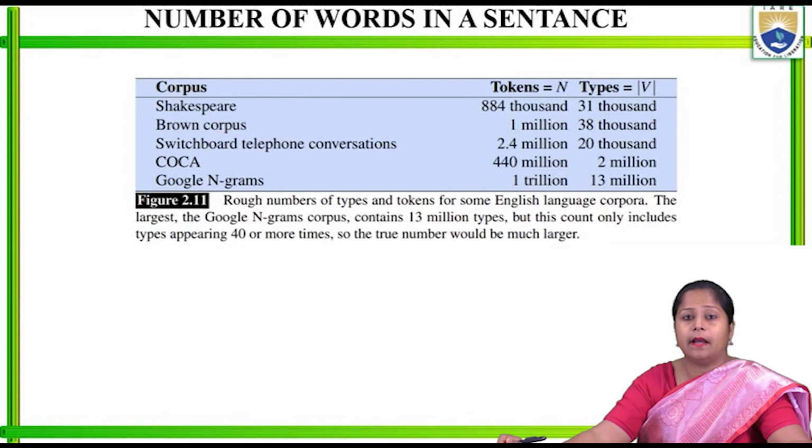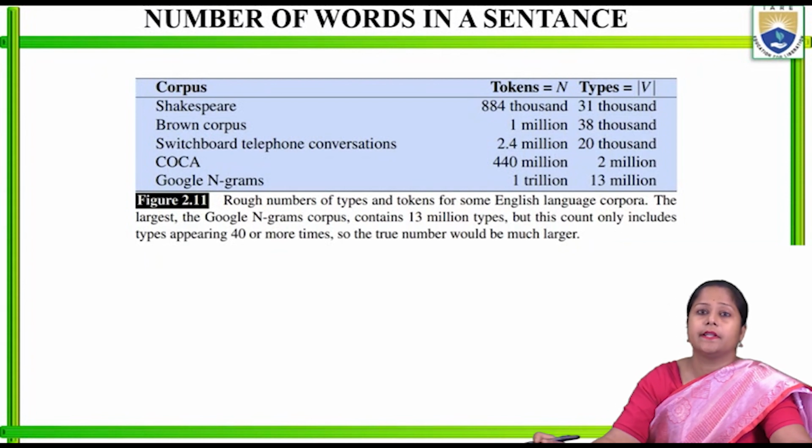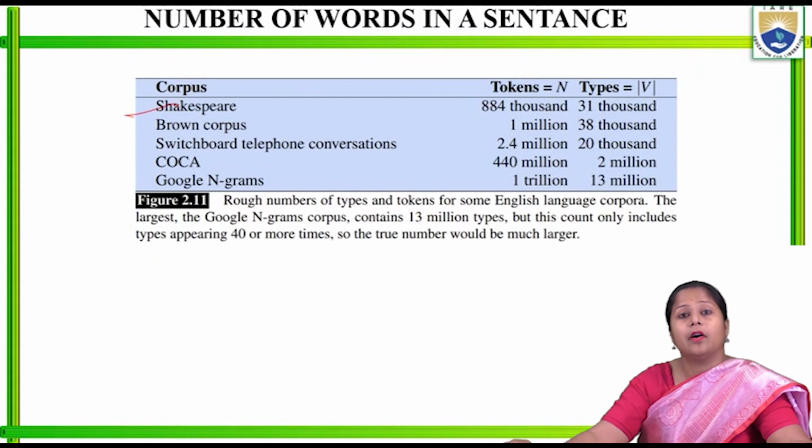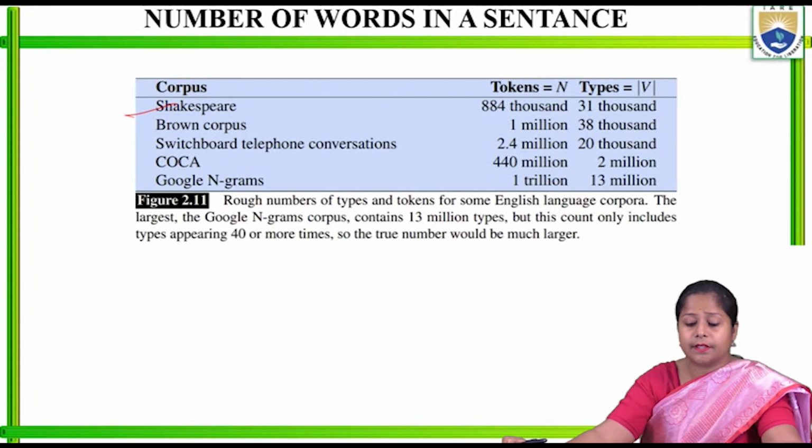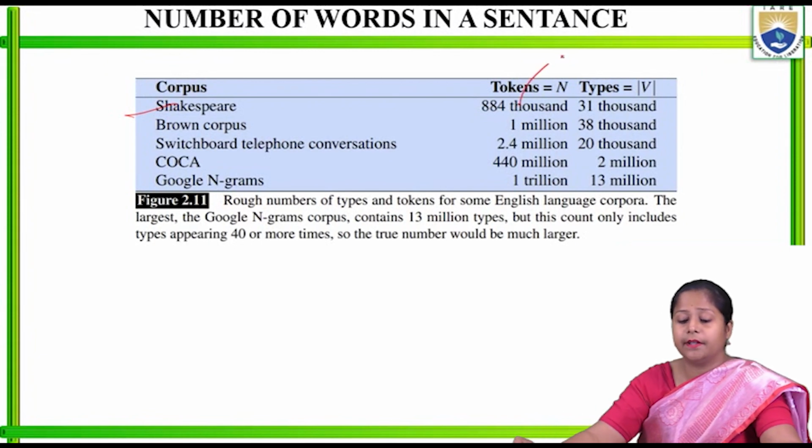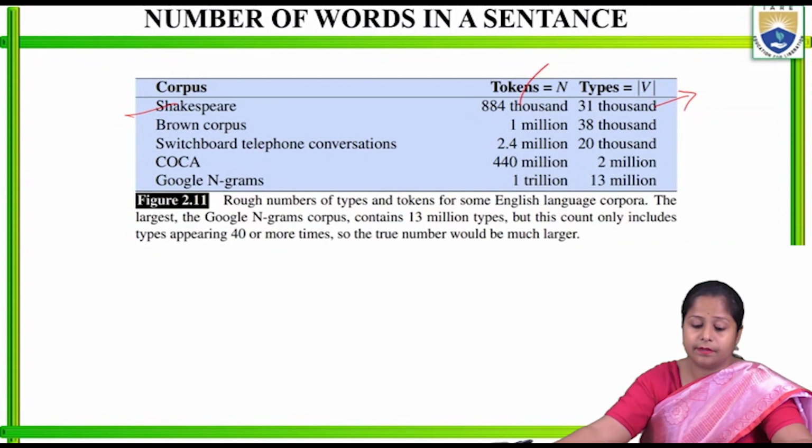Now let's see an example table. Some corpora are named there, along with how many tokens they have and how many types. Let's consider the number of words. The Shakespeare corpus that is present in the NLTK library has 884,000 tokens, and there are 31,000 types, which makes up the vocabulary.